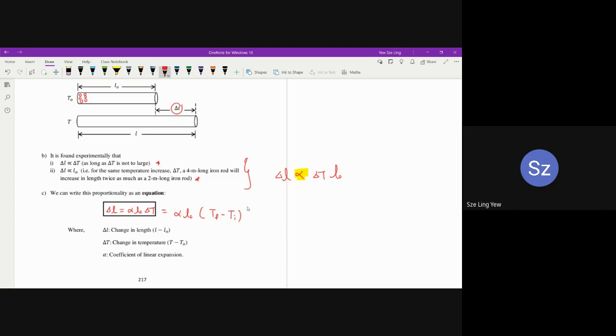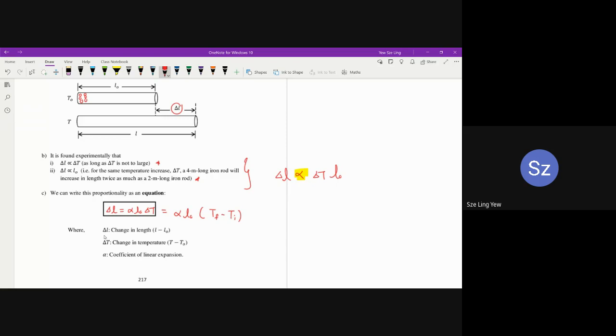Why? Because sometimes you will cool down an object. Sometimes the objects cool down, then the length will become shorter. They will contract, rather than expand. So in that case, if you have a decrease in temperature, then your delta L would be a negative value. Okay, kalau temperature decrease, kamu punya delta L pun akan decrease sebab dia sekarang mengecut. So you can have a positive value, you can have a negative value. It depends on whether it expands or not.